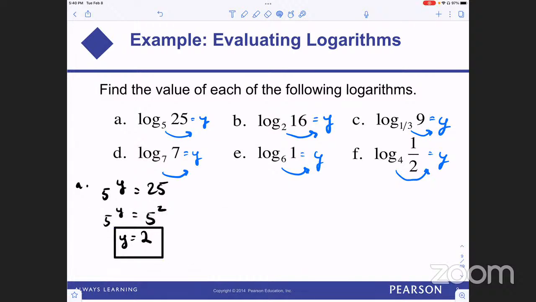The 2 swings, you have 2 to the power of y equals 16. So 16 is what? 2 to the power of 4.